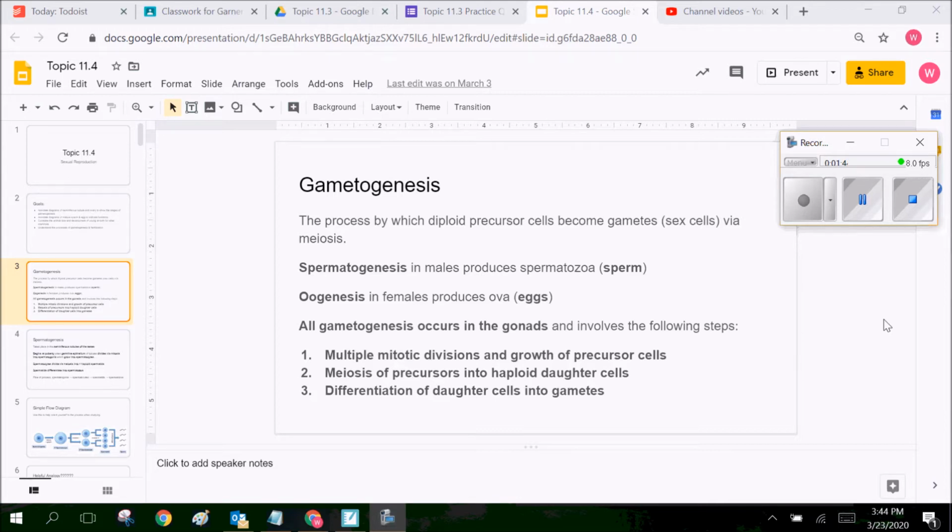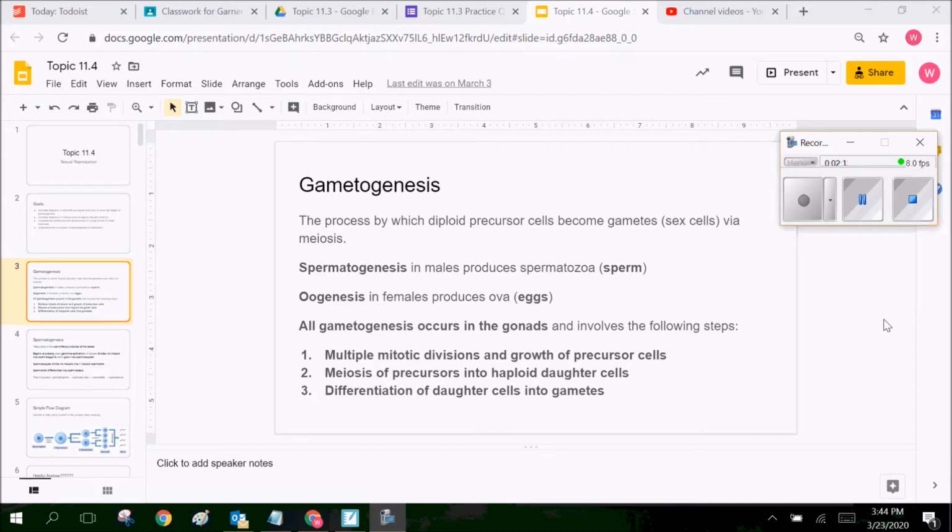So there is a specialized germ line or reproductive line of diploid cells, and they are going to divide rapidly via mitosis, and they are going to grow into gametes. So that is what we call precursor cells. We are then going to have the meiosis or sexual division of these precursors into those haploid genetically distinct daughter cells, and the differentiation of these daughter cells into what we know as our gametes.